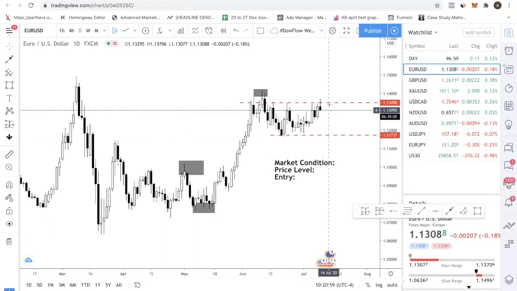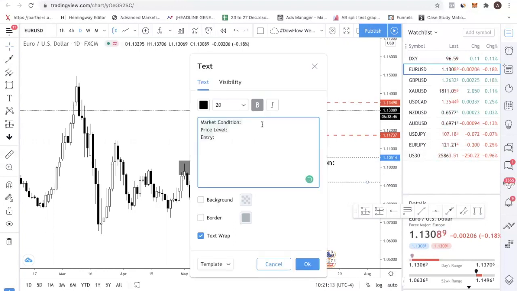But right now, you're at resistance. It's up to you whether you want to take the so-called counter-trend sell. Some people don't like it, some people like it, so I can't make that call for you. But if you put over here that market condition is uptrend but consolidating, in a consolidation you want to sell high and buy low.